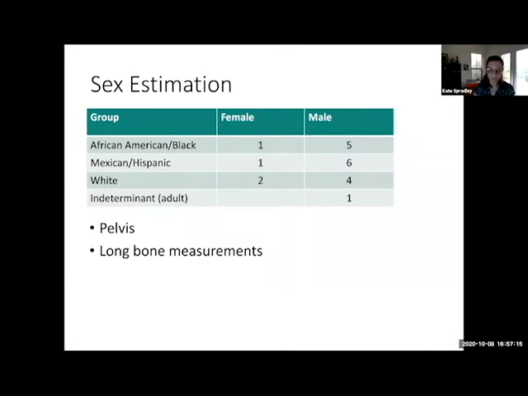When the pelvis was not available, we use measurements from the long bones, so the arms and the legs. Long bones provide good estimates of sex in absence of the pelvis because males, on average, are taller and larger than females, especially in joint sizes like shoulder, elbow, hip, and knee. And so most of the measurements we used included joint size. So you can see that of all the individuals excavated, the majority were male.